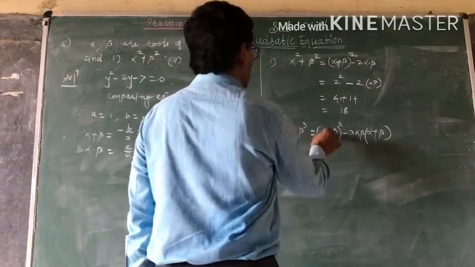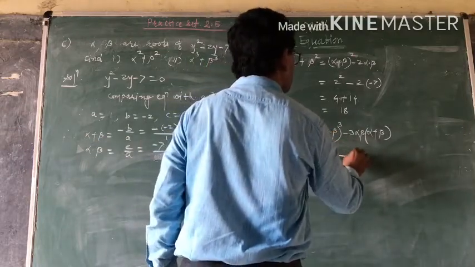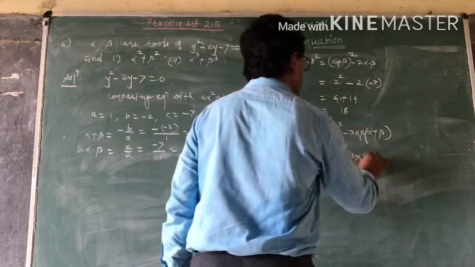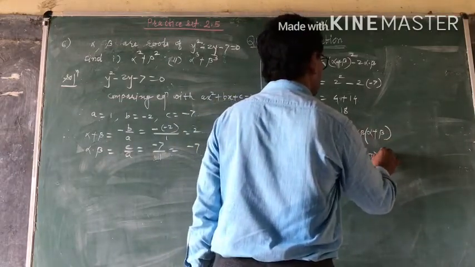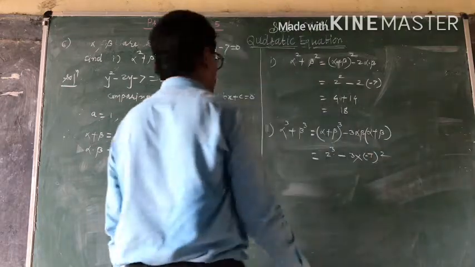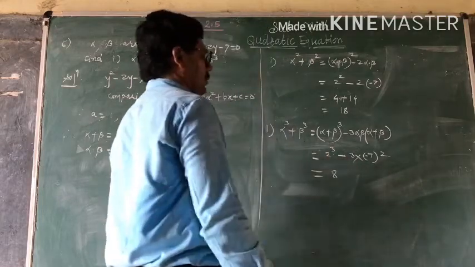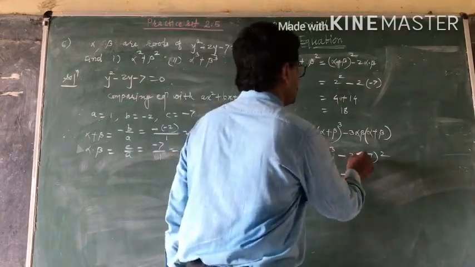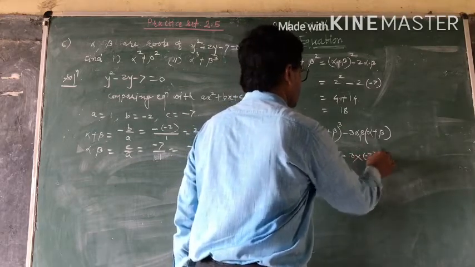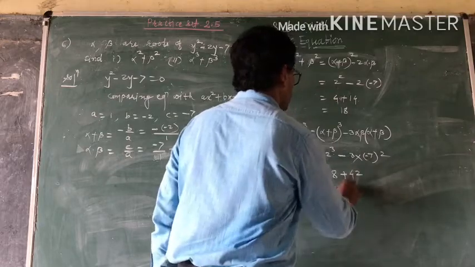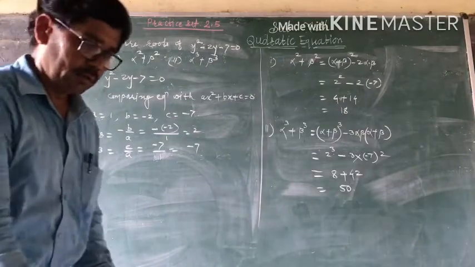Substitute the values. Alpha plus beta is equal to 2, cube, minus 3 into alpha into beta is minus 7, into alpha plus beta is 2. 2 cube is 8, minus minus plus, 42. So alpha cube plus beta cube is equal to 50.